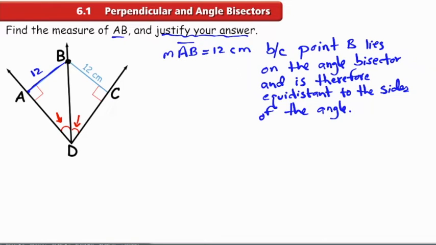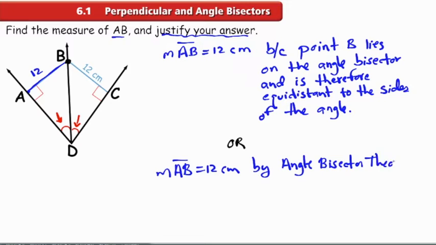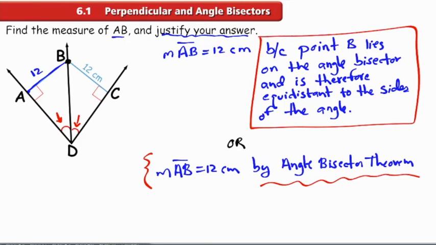And we use this long explanation because we're learning this for the first time. But as we become more comfortable with what the angle bisector theorem means, we can write this answer much more succinctly by saying AB is equal to 12 centimeters by the angle bisector theorem. So this is the concise way to answer, and if you answer with a justification saying by the angle bisector theorem, it is implied that you understand that all of this is intended.